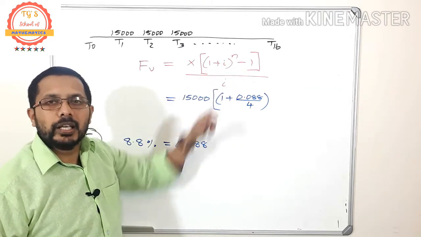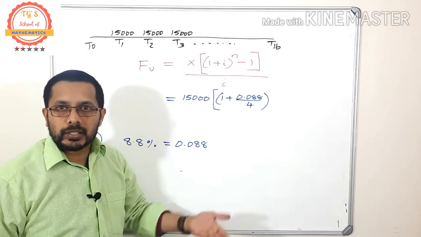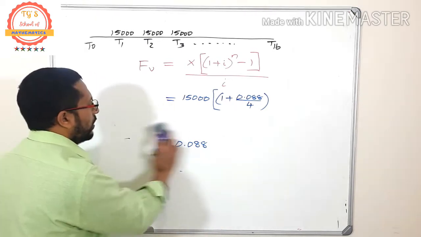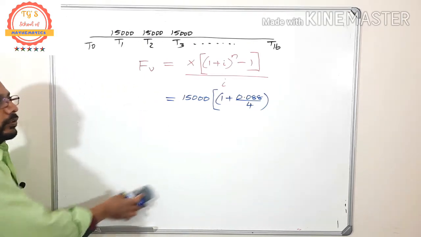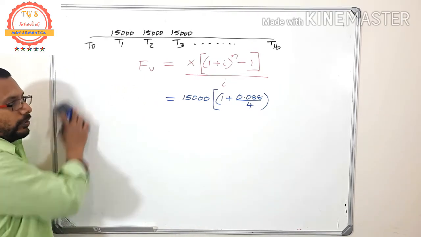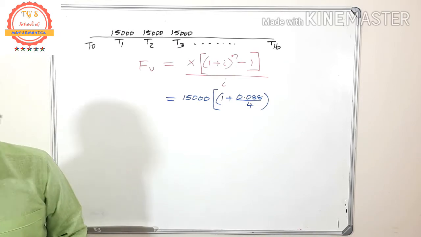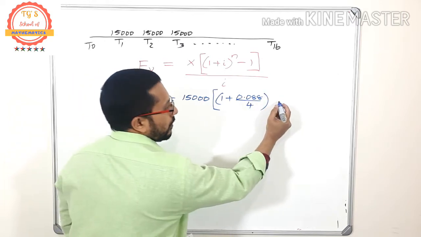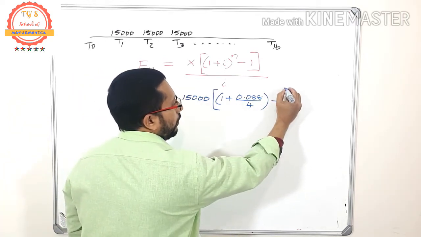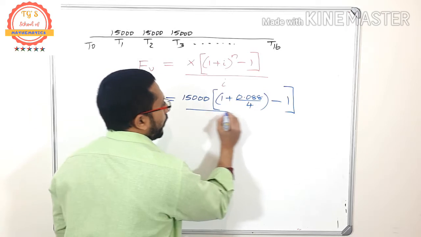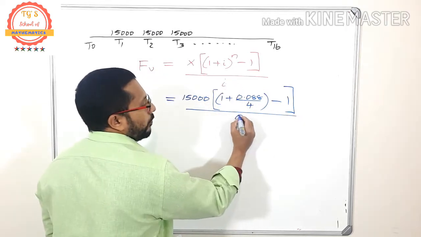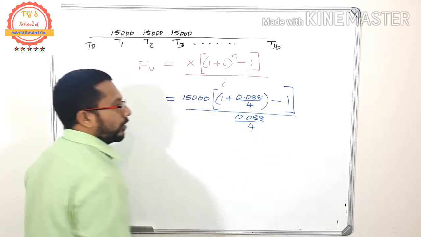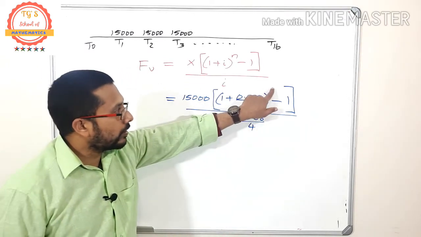N. What does N stand for? How many payments. To find how many payments, it's better to follow a general method. I will explain that method first before I substitute the value of N. So I didn't substitute the value of N here. What is the remaining formula? Minus 1, divided by i. i is the same, 0.088 divided by 4, quarterly.